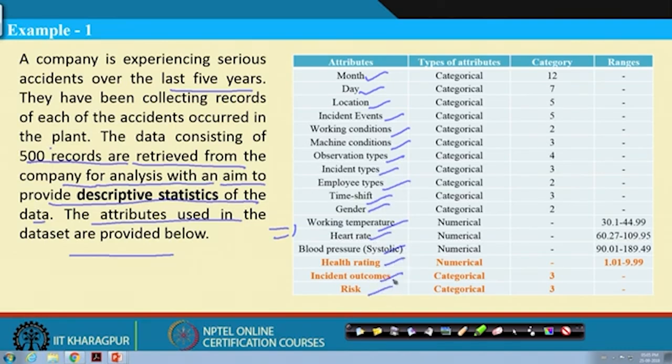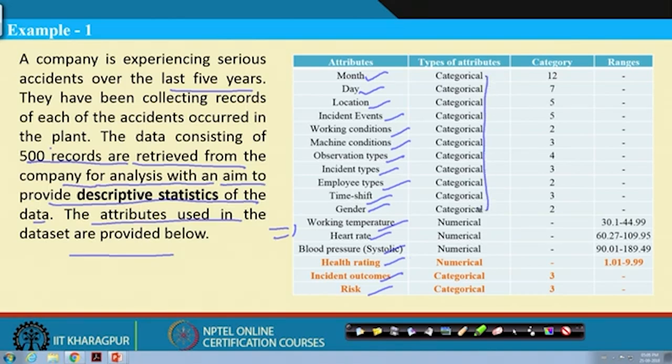So you see, some of them are basically time stamps, some of them are location stamps, some of them are event related details, some of them are related to the particular victim, some of them are related to the physical process, physical environment like temperature, and also there are some outcomes related to the incident, maybe fatality, property damage, and something like this. So most of the things are categorical in nature.